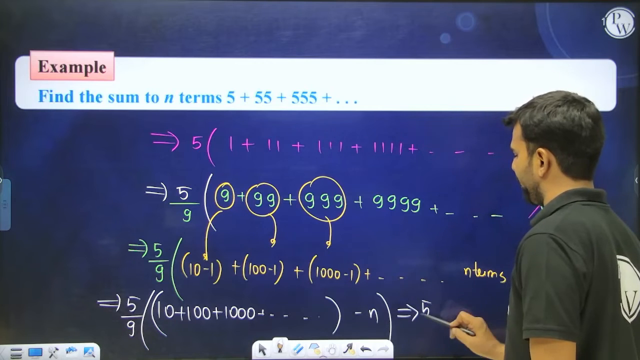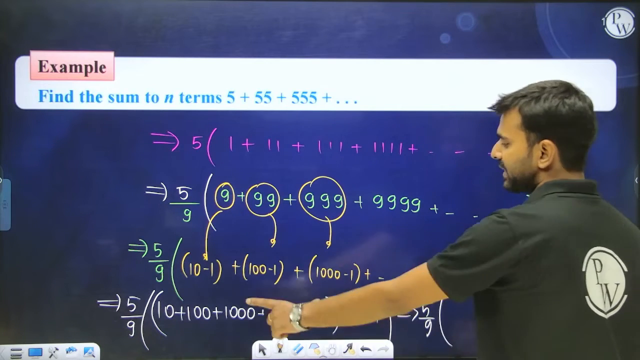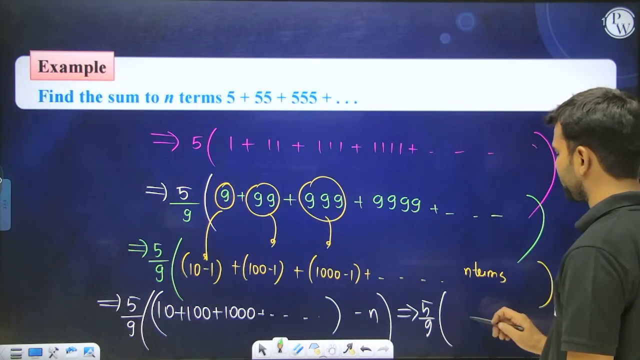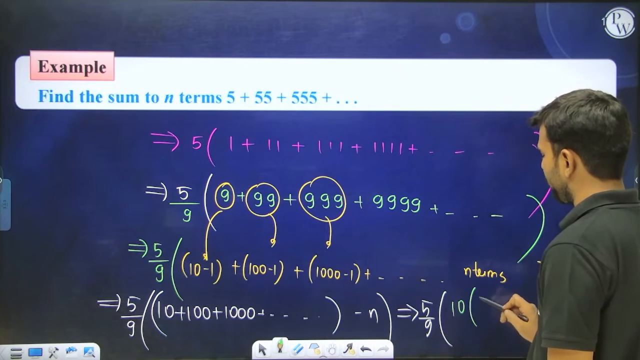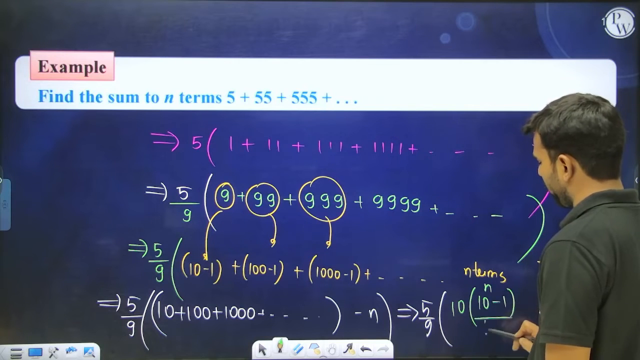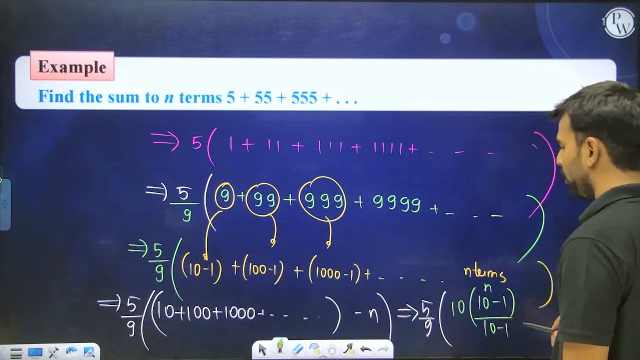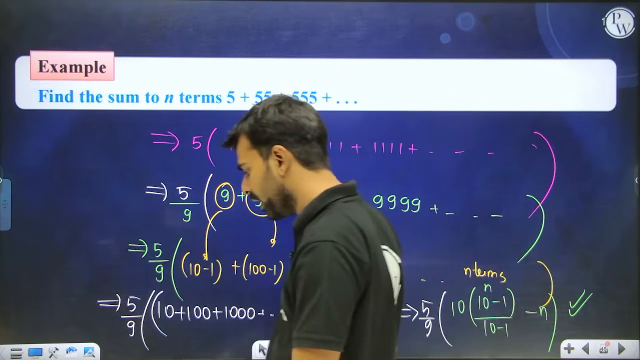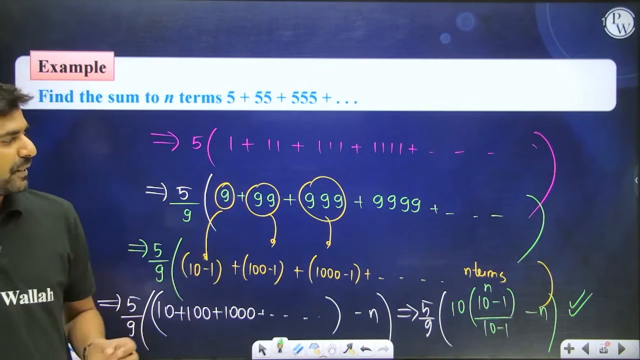So this will become 5 by 9 times of, how many terms are there in the GP? n terms. So to write down the summation of these n terms: first term times common ratio, that is 10, to the power number of terms minus 1 upon common ratio minus 1, and then minus n is already coming over here. So this is nothing but the answer of the given problem. I hope you people understood this particular problem.